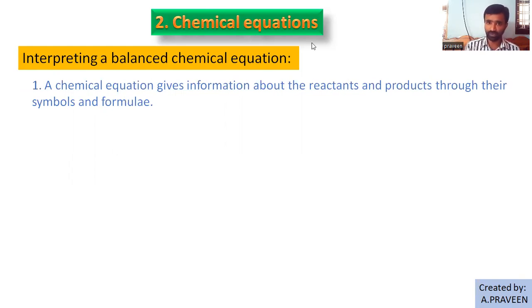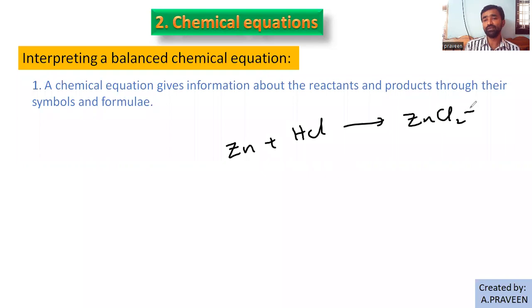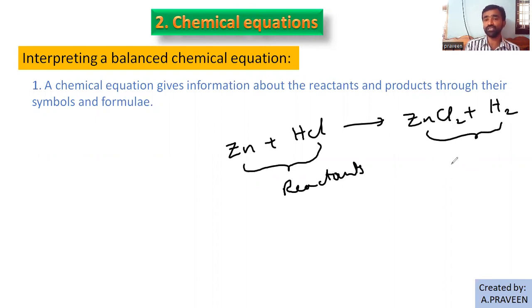For example, if I write a reaction, for example, Zn plus HCl gives ZnCl2 and H2. Here, the left side of the arrow indicates the reactants, which undergo change, and after the change, the right side indicates the products, right?